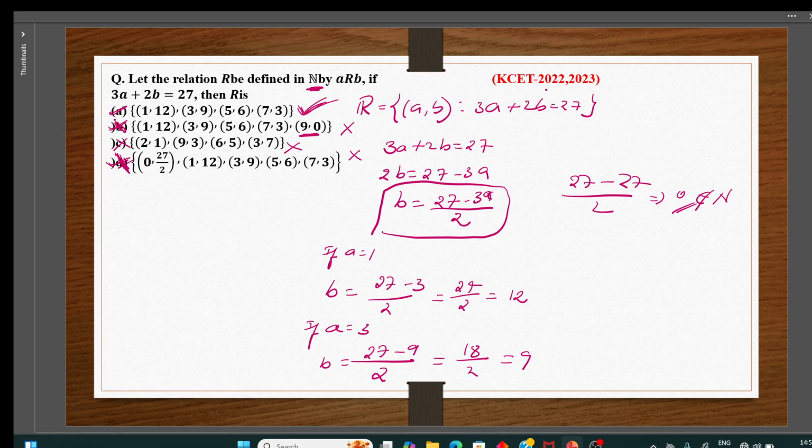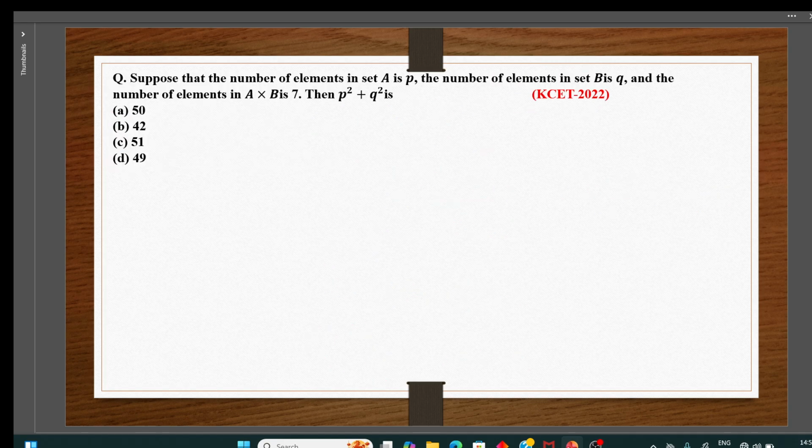Sorry, this question is from KCET 2020 to 2023. Two years continuous, from 2022 and 2023. Actually, so many questions are repeated. Here I am not discussing repeated questions also, only one time I explain. So many questions are repeated from relations and functions. So this question is repeated in 2022 and 2023 also. Clear? Like that, there are some repeated questions.